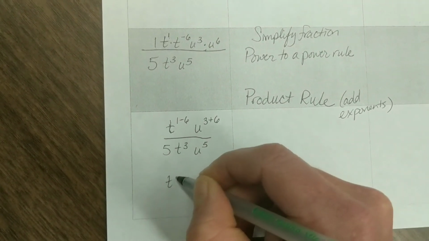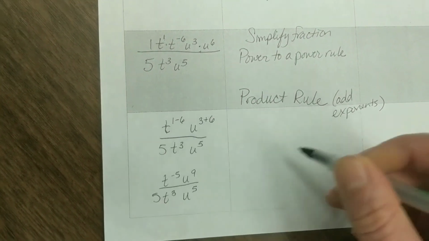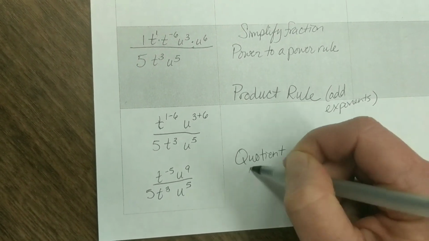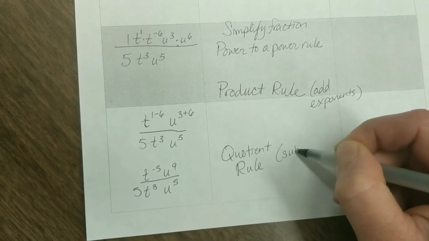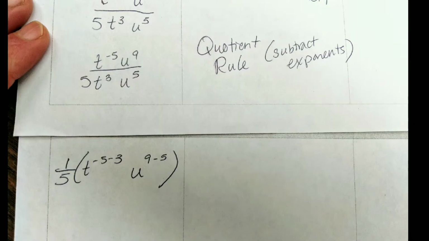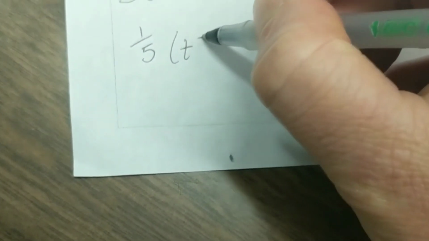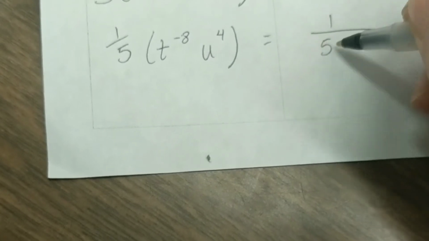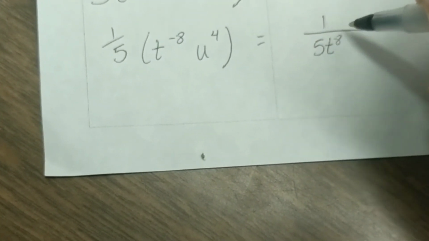I encourage my students to not use a calculator, but then to check their work with the calculator after the fact. And then at the very end, I am taking that 1/5 out to the side while I'm using the quotient rule, factoring that out for a moment. I come to a t with a negative exponent, so at the very end, I'm just going to move that into the denominator, and that makes it fully simplified.